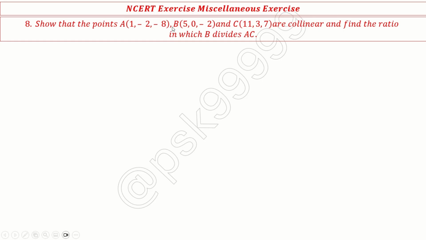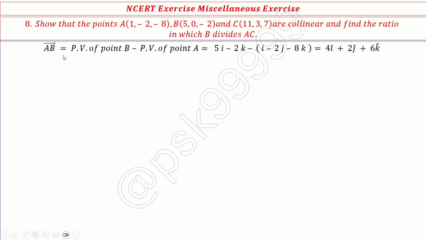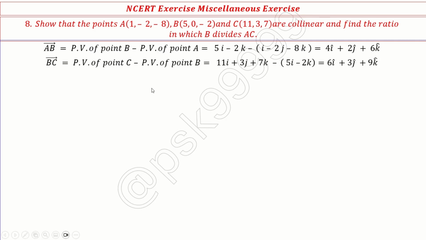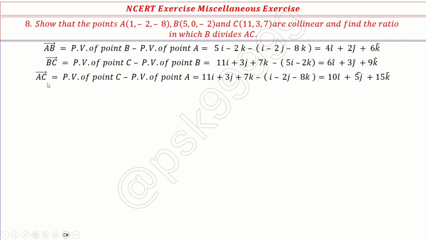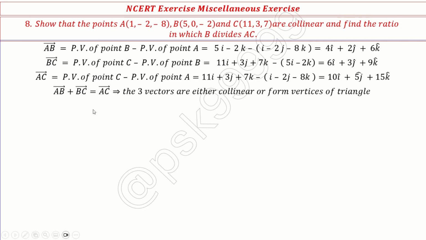Show that the points A, B, C are collinear and find the ratio in which B divides AC. AB is the position vector of the point B minus the position vector of the point A, which is 4i plus 2j plus 6k. BC is 6i plus 3j plus 9k. AC equals 10i plus 5j plus 15k. Once you know this, AB plus BC equals AC.